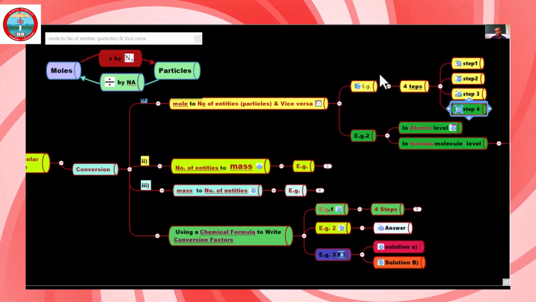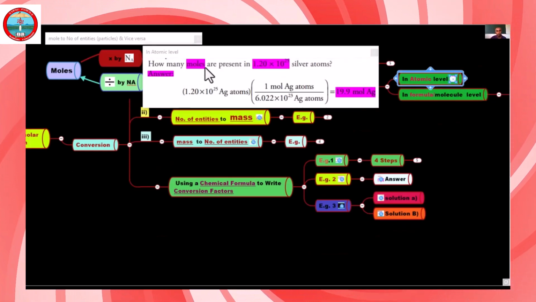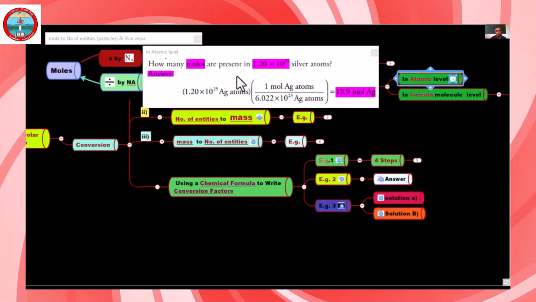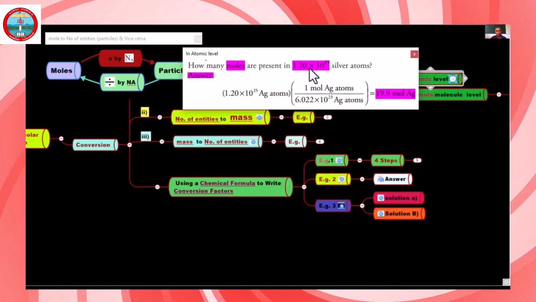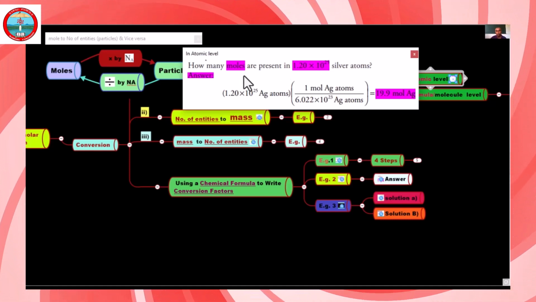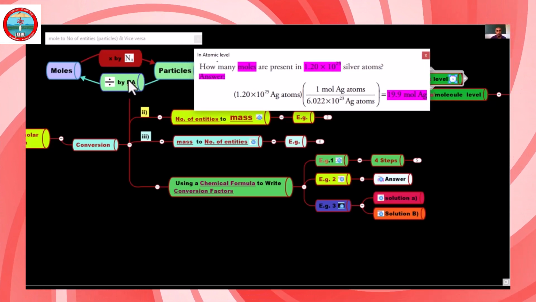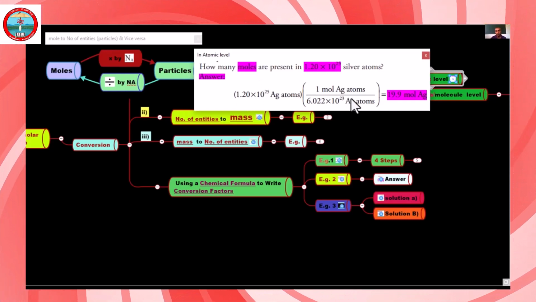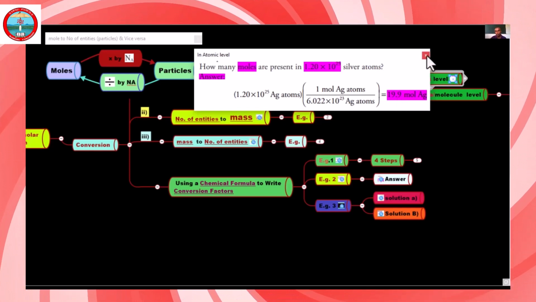Another example, the second example, is this one. How many moles are present in 1.20 times 10 raised to 25 silver atoms? The concept here is that the number of particles is given, and you are asked to change this number of particles into moles. So divide the given amount of particles by the Avogadro number in order to obtain the moles. Finally, we will have 19.9 mole of silver.